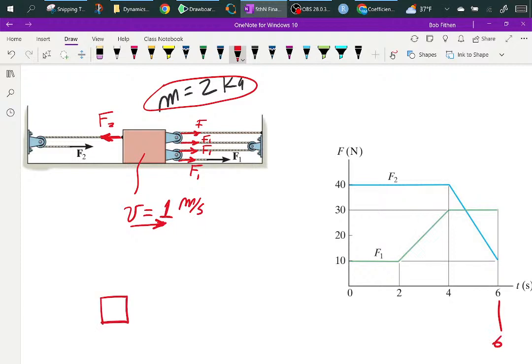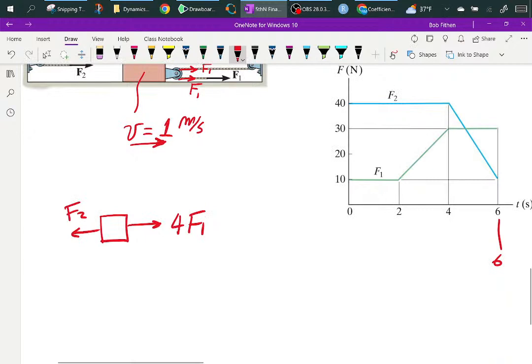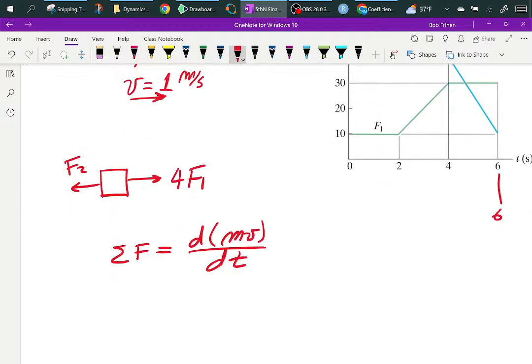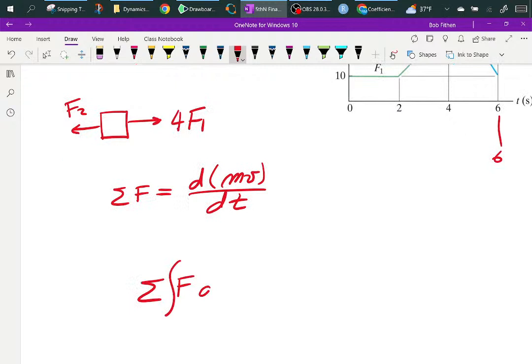So what you got is, is that right? 1, 2, 3, 4, 4 F1 and 1 F2. So what do you do? You just say sum of the forces equal to this, and you don't even have to do this part, but I do it anyway. And then I do this, I integrate sum of the forces. Now it's up to you. You can integrate them this way. You can put the integration of the sum symbol on the outside.